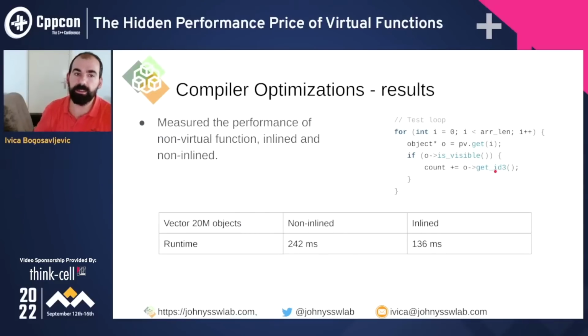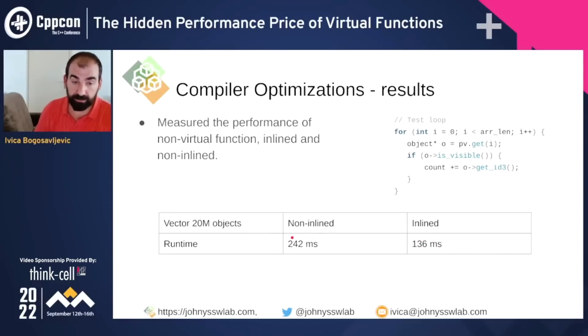What we are doing here is measuring the influence of inlining. These functions are not virtual, so these are non-virtual functions. We are measuring the runtime between the inline version and the non-inline version. The inline version takes 136 milliseconds and the non-inline version takes 242 milliseconds.